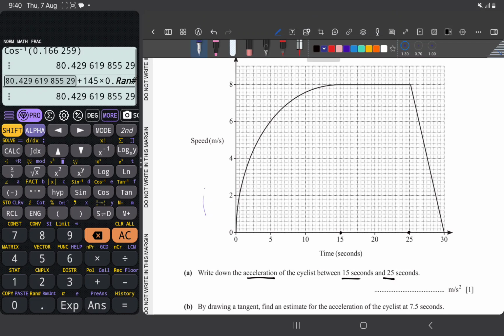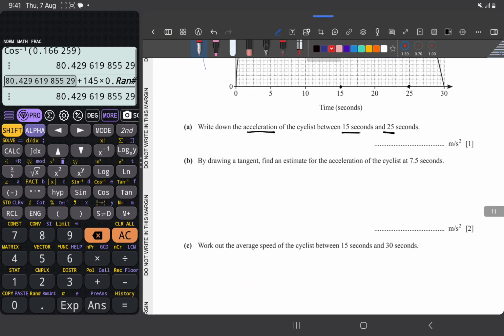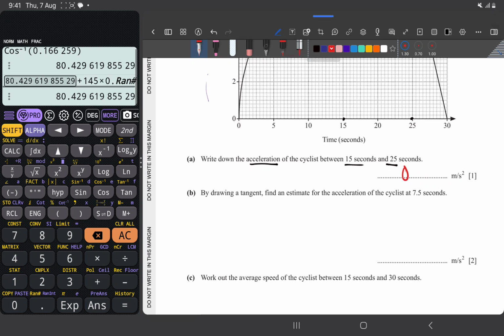That's a flat line. What is the gradient of a speed-time graph? The gradient is acceleration. So if I want to know acceleration here, I use a speed-time graph. So what is the gradient doing here? It's flat, which means it is 0. That means what is the acceleration between this? It is 0 meters per second. It's 0. Now let's go to part B and let's see what it says.